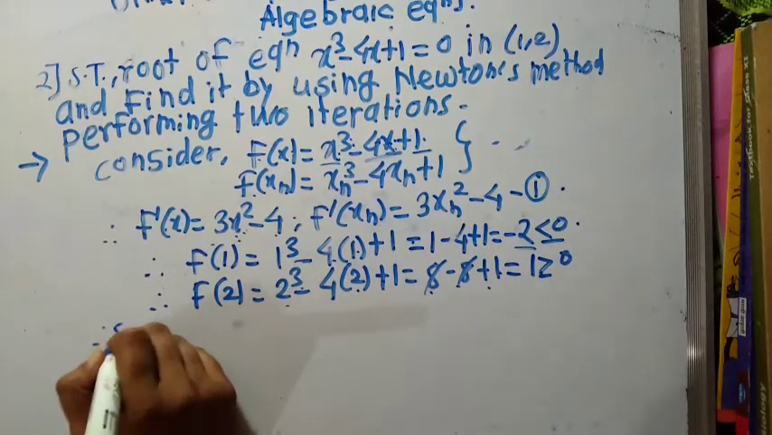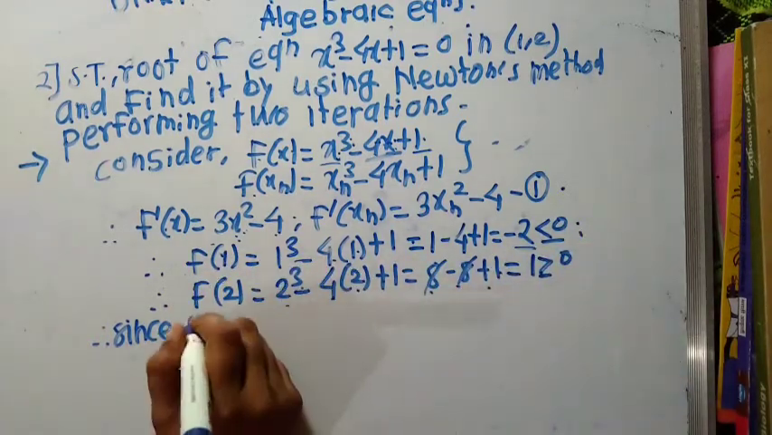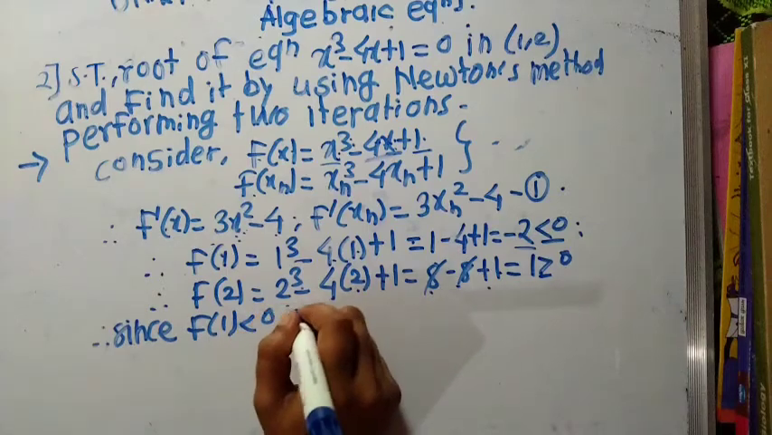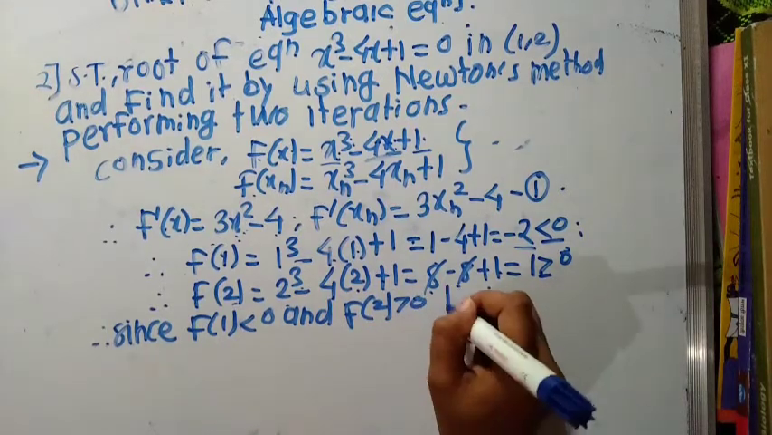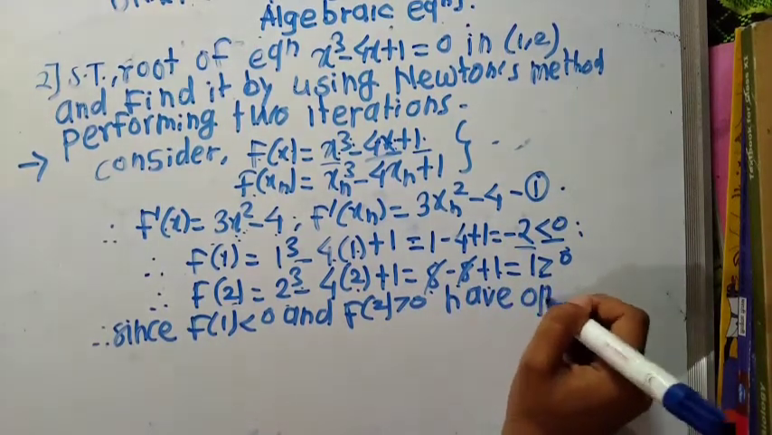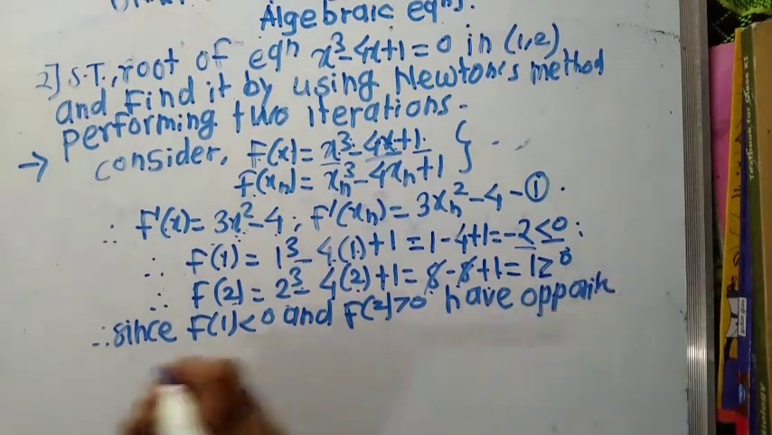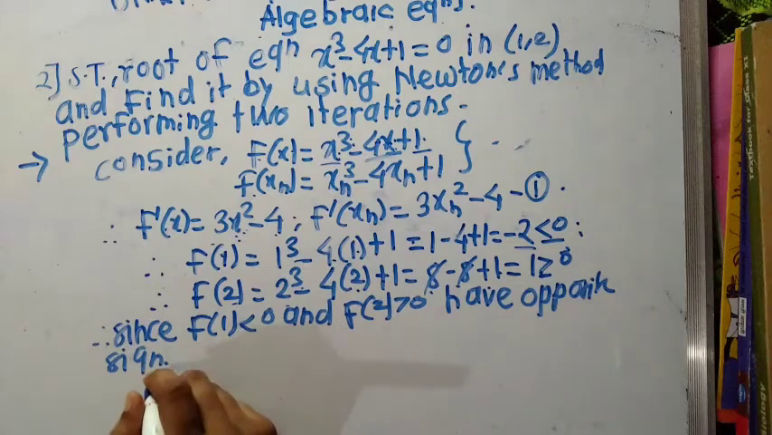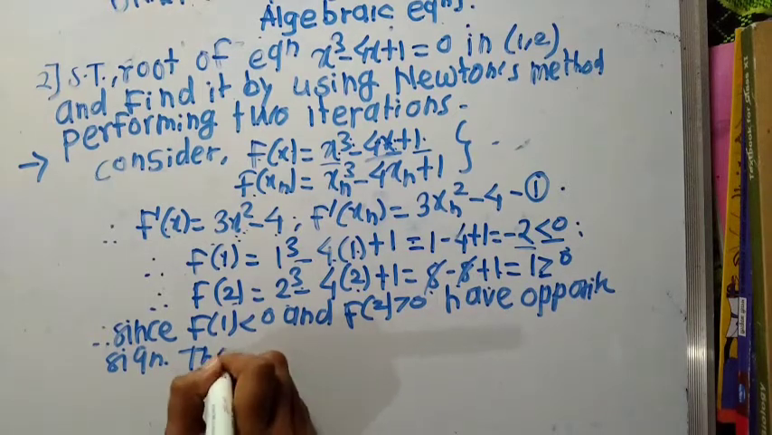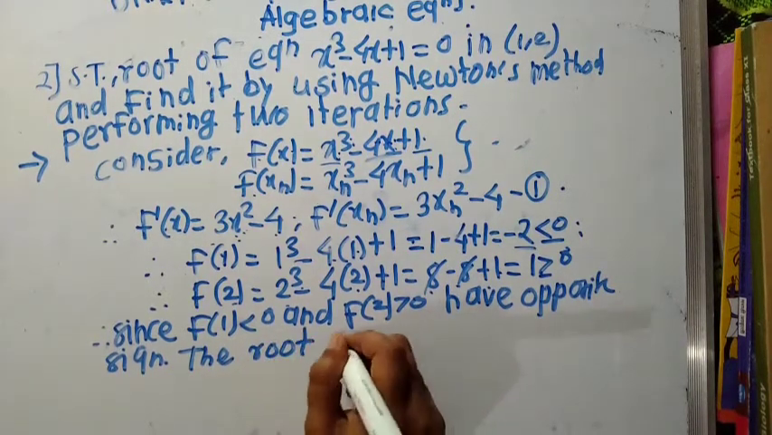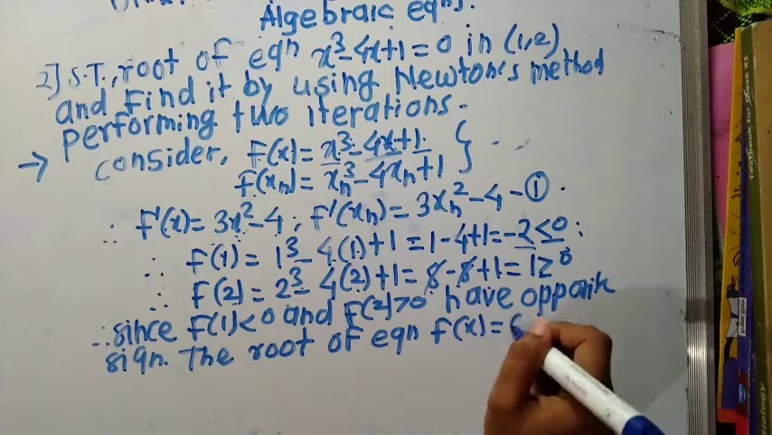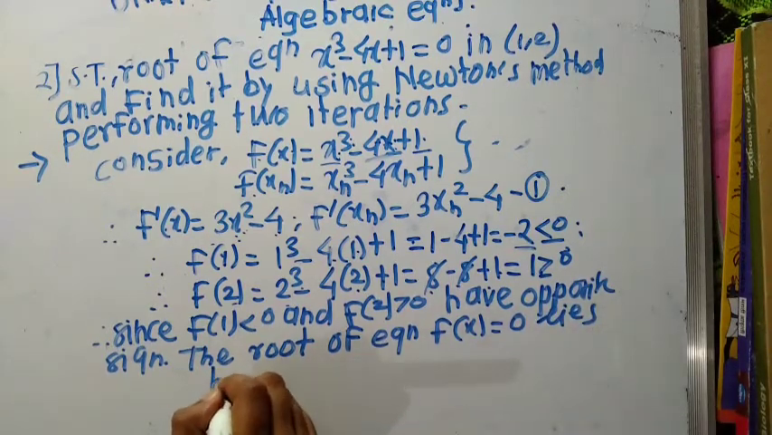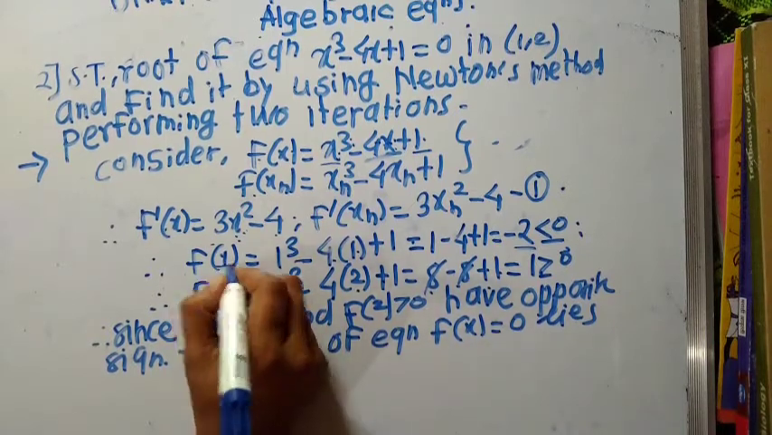So since f of 1 is less than 0 and f of 2 is greater than 0, they have opposite sign, so the root of equation f of x is equal to 0 lies between 1 and 2.